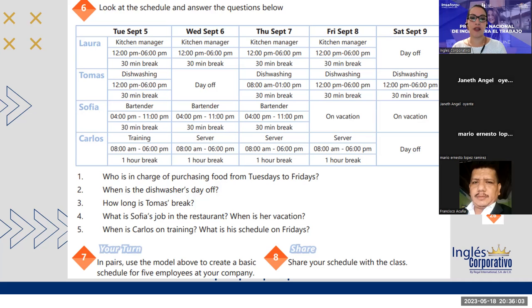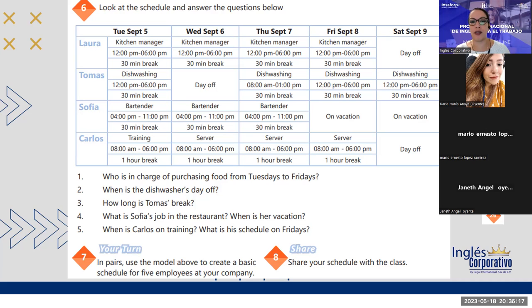Excellent. What is Sophia's job in the restaurant? When is her vacation? Bartender. Okay, she is a bartender. And when is her vacation? Her vacation is Friday and Saturday. Okay, excellent. When is Carlos on training? Tuesday. And what is his schedule on Friday? Server. Okay, he's a server. He serves tables on Fridays. Okay, so I think that was a piece of cake. You worked on that, and it was a good job that you did.